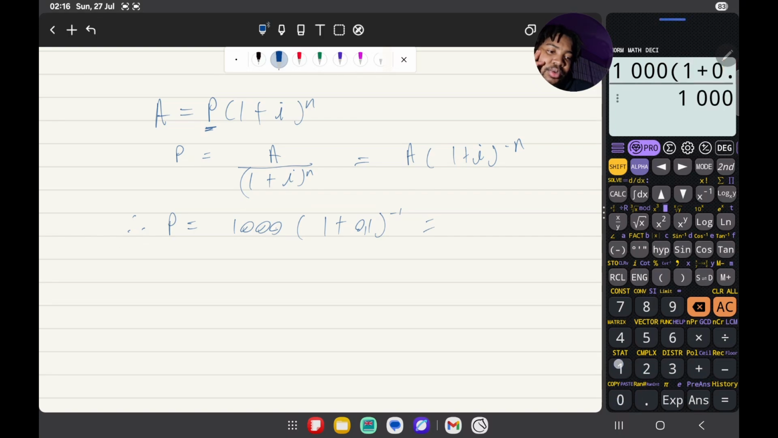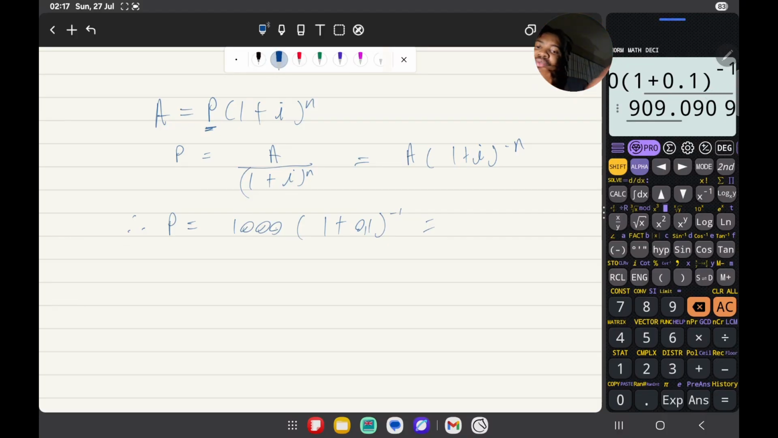1,001 plus 0.1. Oh no! Oh, to the power of -1. In fact, I can do this. No. Oh, come on, bro. Stop ruining the fun. So when I do this, and I raise it to the power of -1, then I'm getting 909 rand and 9 cents. Right. That's how much I should invest, right?